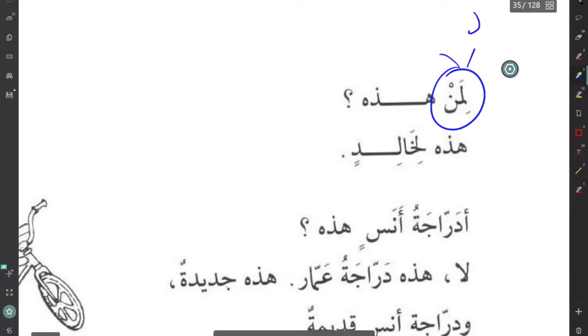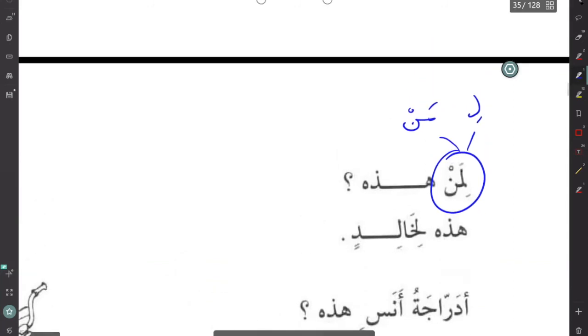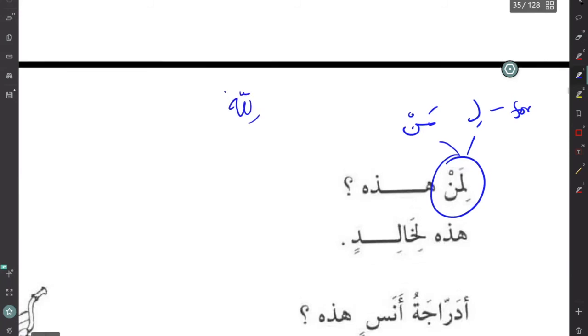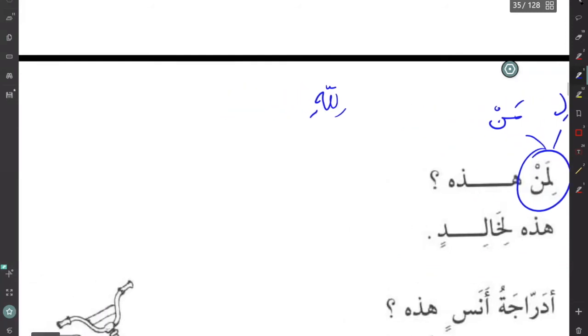Li and man. Li is a preposition. This is a preposition. What does it mean? The standard meaning is for. That's why when you say lillahi, for Allah, lillahi. For example, you want to say this is for Muhammad. Li Muhammad.